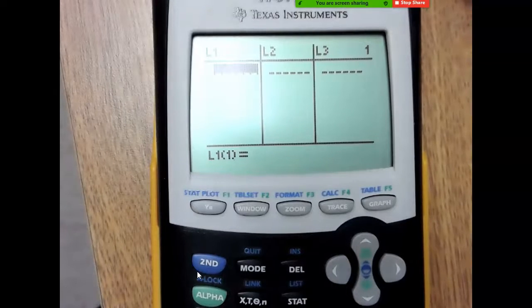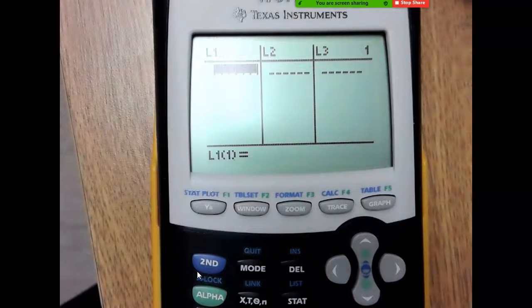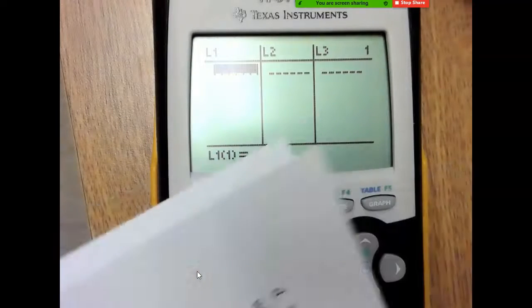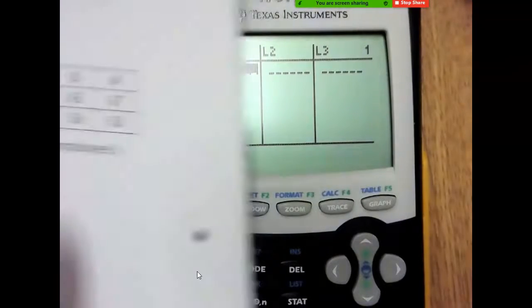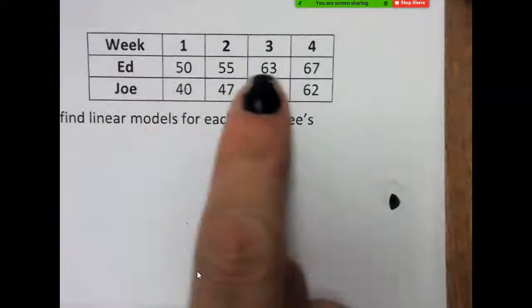And hopefully your lists are blank. If they are not, that's okay. You can actually type on top of the data that's in there. So we're going to enter the data from that table and that example. So you're going to enter in the data here.